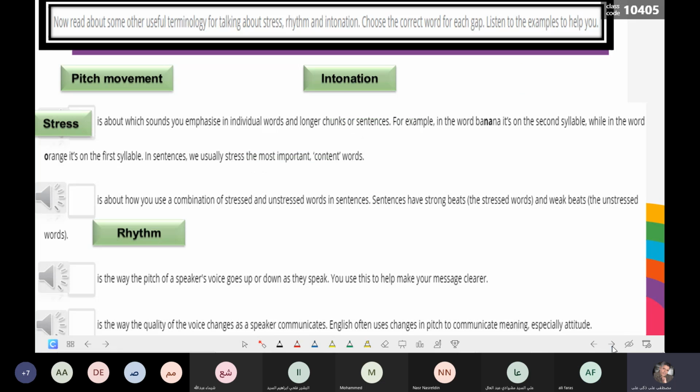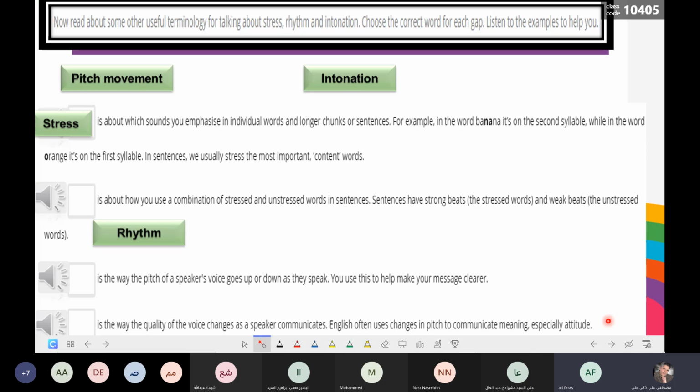Oh my God, it's not intonation. It's rhythm. It's okay. When we use a combination of stressed and unstressed words in sentences, we are talking about the music of the sentence, the rhythm. When we have something emphasized and something weak, this is called rhythm.